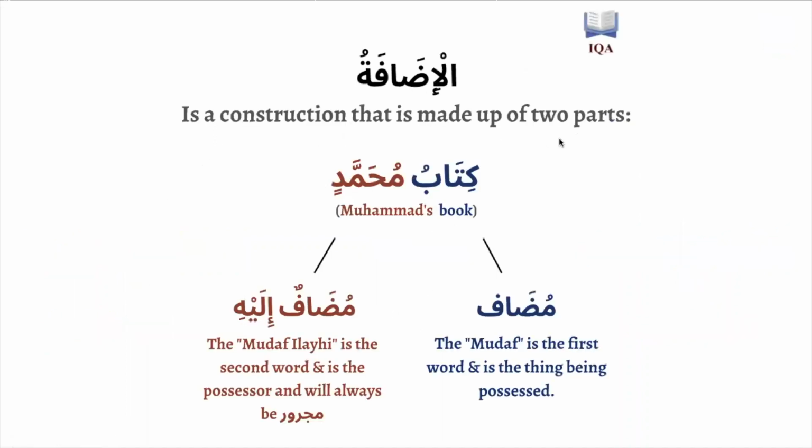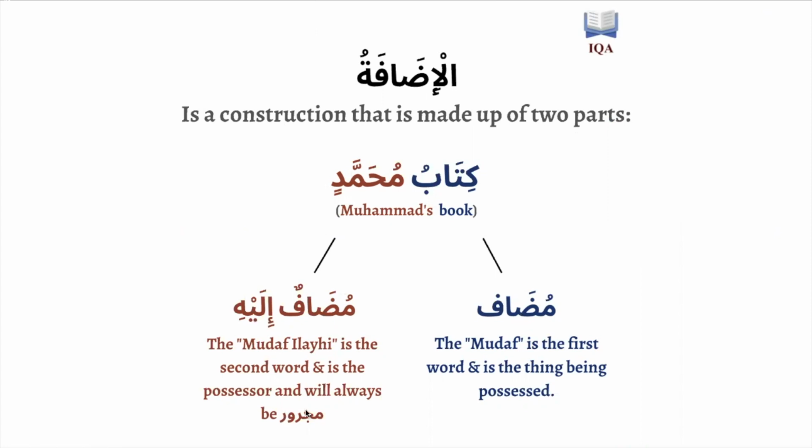Al-idafa is a construction that's made up of two parts. It's always made up of a mudaf, and the mudaf is going to be the first word in the construction, and it's going to be the thing that's being possessed. So Kitabu Muhammadin means the book of Muhammad or Muhammad's book. So Kitab means book, it's the mudaf, and it's the thing being possessed. Who's the possessor? The mudaf ilayhi. The mudaf ilayhi is going to be the second word, and it's going to be the possessor.